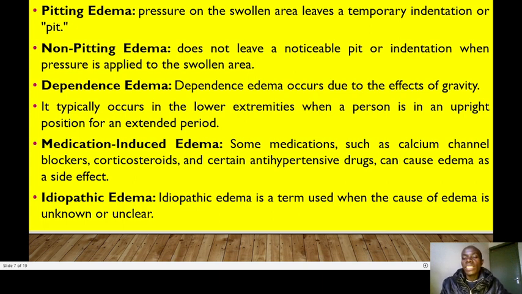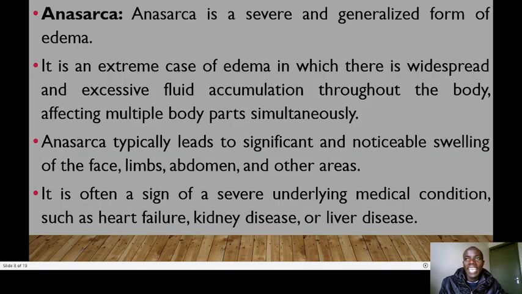Medication-induced edema. Some medications such as the calcium channel blockers like nifedipine, corticosteroids, and certain antihypertensive drugs can cause edema as a side effect. And this is very common in patients who are on nifedipine as one of the antihypertensive drugs. Lastly, we have idiopathic edema, where the term refers to an unknown cause and the edema just happened.